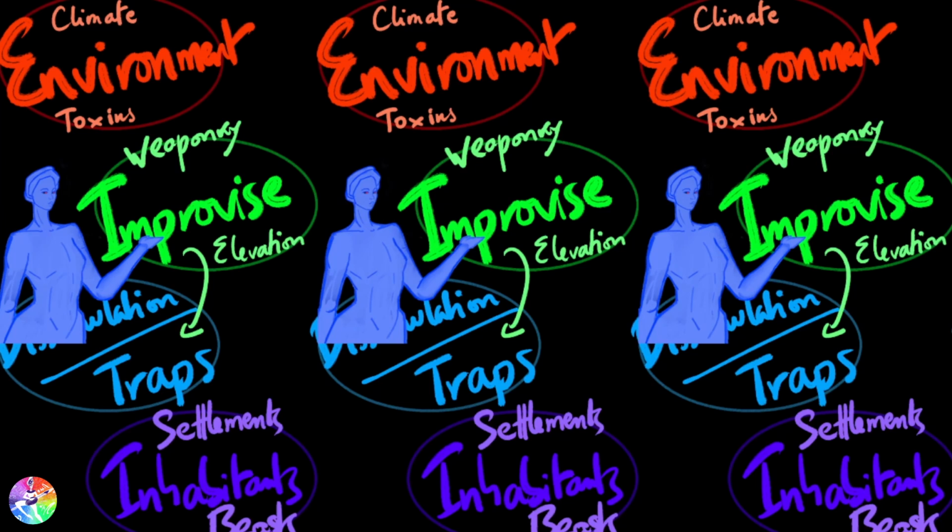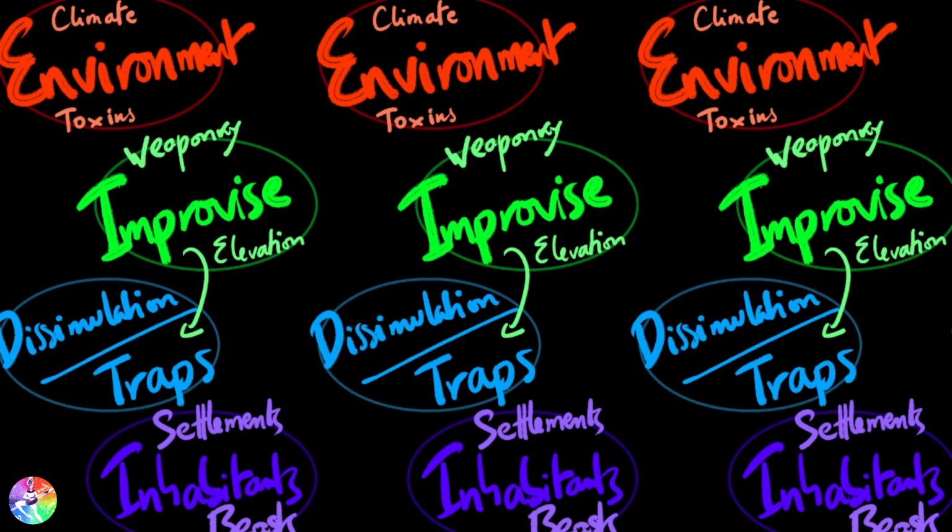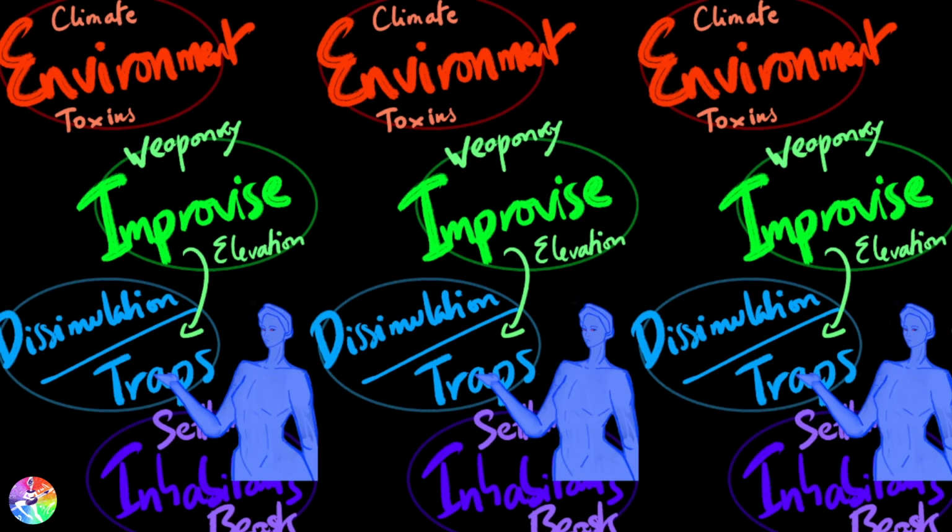Now, the inherent, organic weaponry of the environment should be taken care of. But that's only possible if your character is able to see it. Same thing for the elevation and the geography in the environment. Your character should be able to take advantage of it in terms of creating traps, creating spaces of safety.